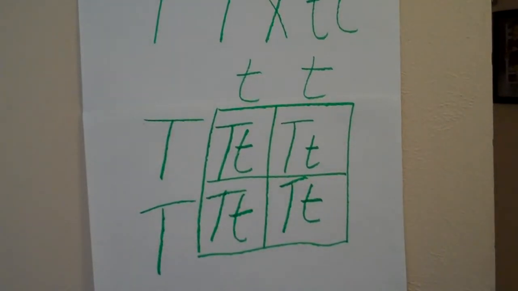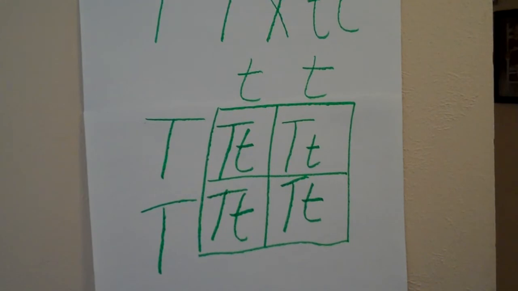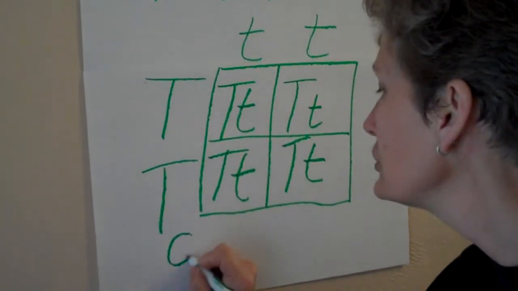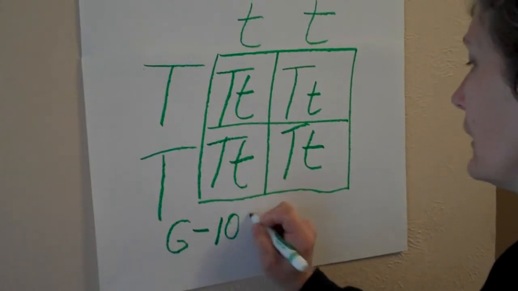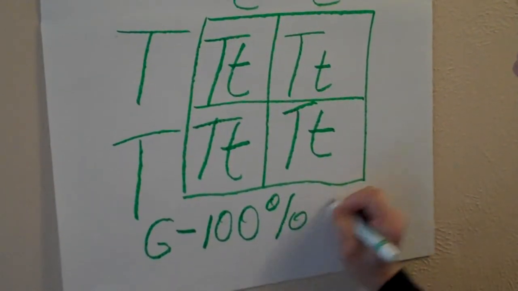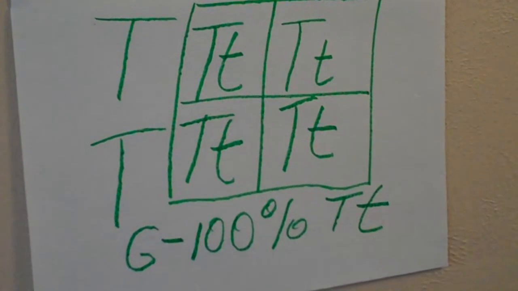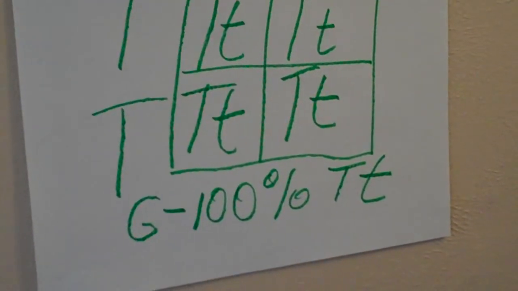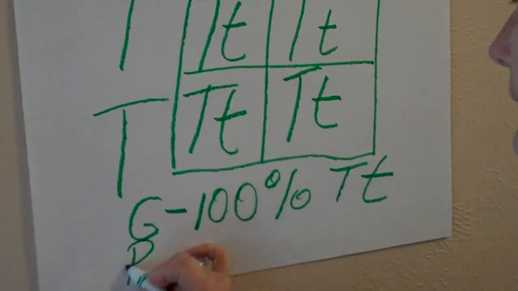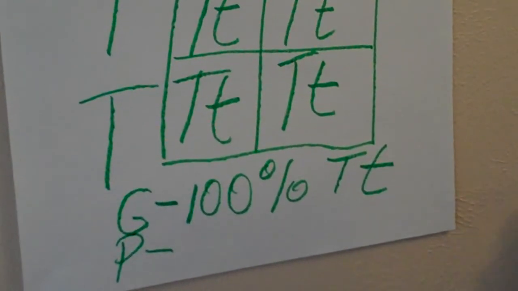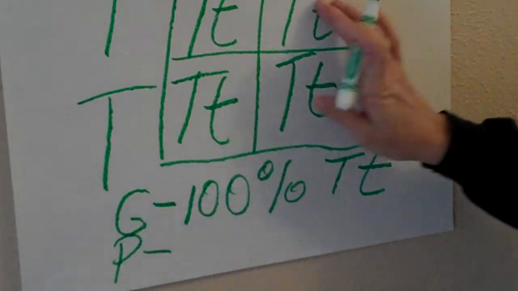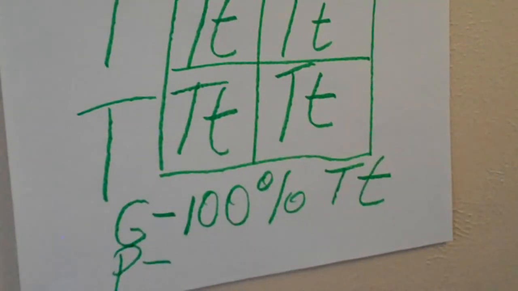When we look at writing genotypes, this one is the easiest to write. Our G here is going to represent genotype. 100% are big T, little t. Phenotype, which we will represent with a P. Phenotype, physical traits. What exactly will these offspring look like?